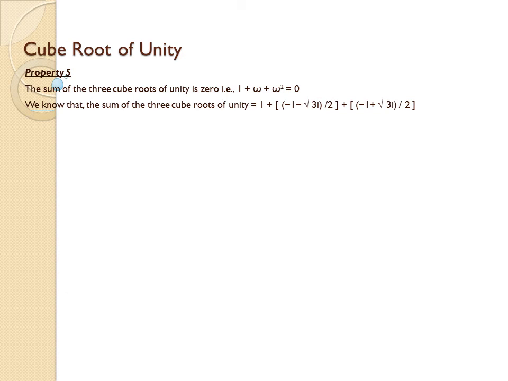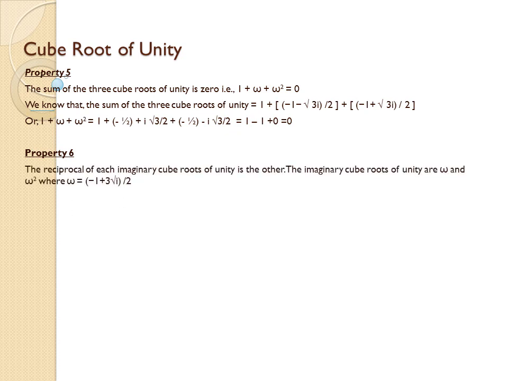So if I sum these three, 1 plus omega plus omega square equal to 1 plus minus half plus i√3 by 2 minus half minus i√3 by 2. So i√3 by 2 and minus i√3 by 2 negate, and minus half minus half means -1. So 1 plus -1 equal to 0. So property number 5 is proved, where 1 plus omega plus omega square equal to 0.